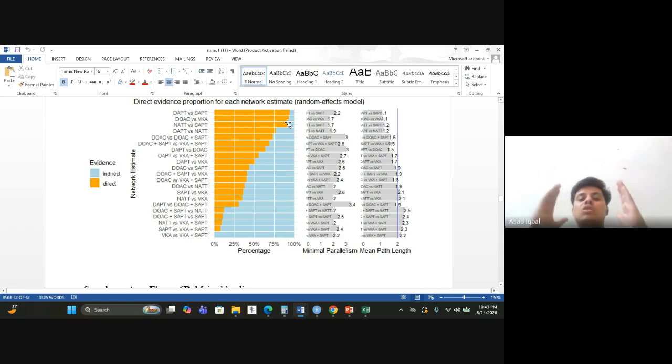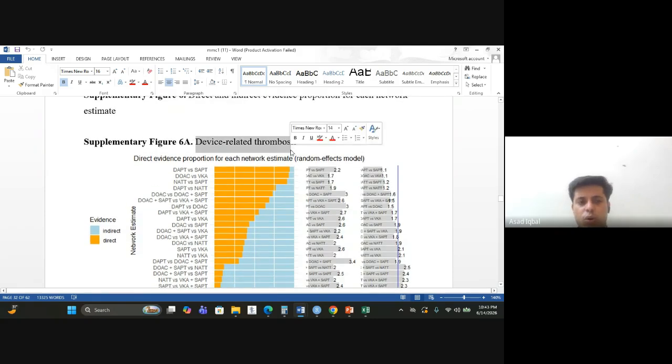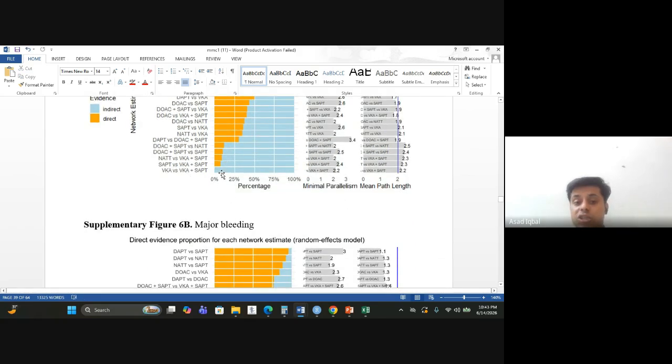So this is a plot which shows, for comparing each arm, how much of the evidence we got from the direct comparison versus from the indirect comparison. Now, if you look at this evidence, this is for the device related thrombosis. That figure is for the device related thrombosis. Now, for the device related thrombosis, if you look at this, VKA, vitamin K antagonist, versus vitamin K antagonist plus SAPT.